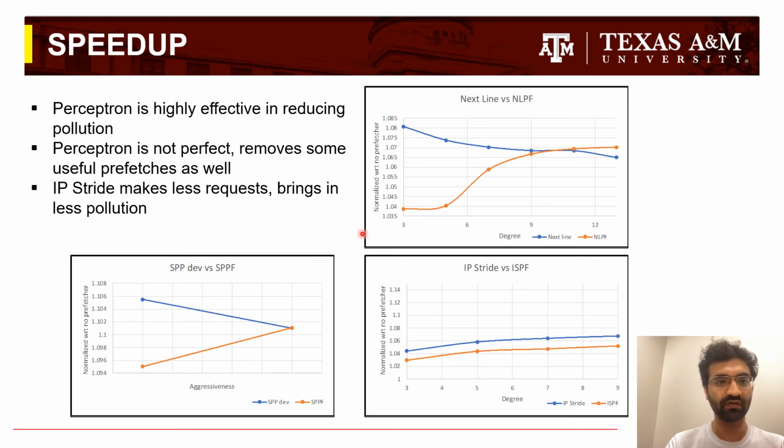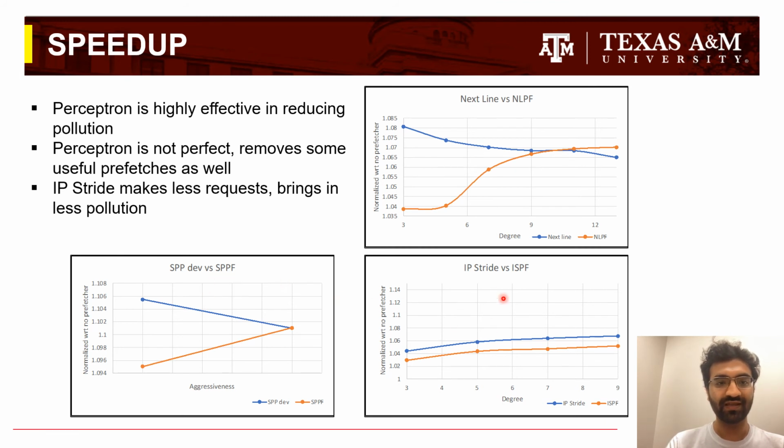This is where we present our performance results. To compare the speedup, we have normalized the IPC of all these designs with respect to a no prefetcher design. When we increase the degree of aggression of our baseline prefetchers, we see a degradation in performance of SPP-Dev and next line prefetchers. This is due to an increase in cache pollution. With Perceptron, the trend is the opposite. When we increase the aggression, the performance is increasing because the coverage is increasing.